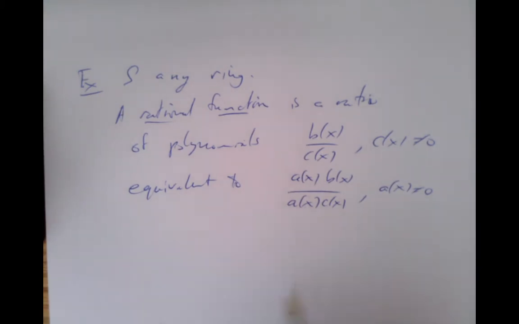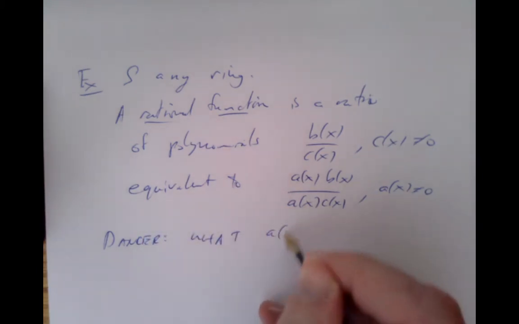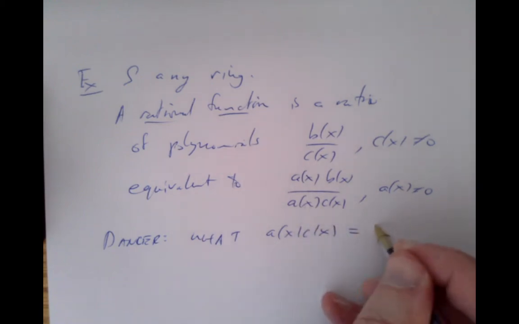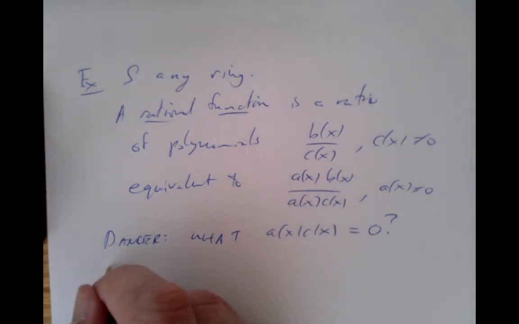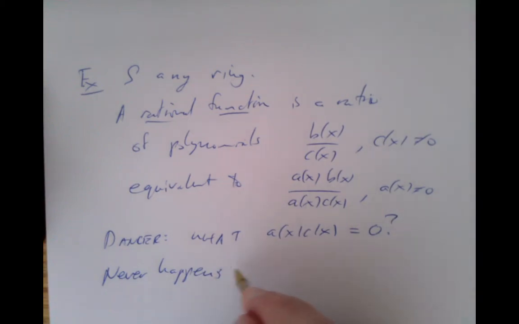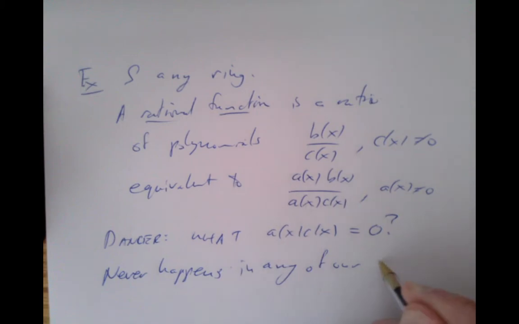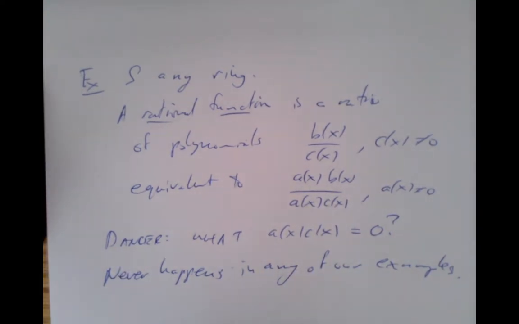There is a problem here, though. There's a danger that can arise. What if somehow A of X times C of X turns out to be zero, the zero polynomial? That we have to somehow avoid, and that's bad. So that's one danger, and maybe I should just say this will never happen in our examples. So we won't worry about how to avoid that danger. Let's just say it never happens in any of our examples, because we're always interested in situations where the polynomials have coefficients that make sure that the only way they could become zero in the product is to have one of those factors be zero. So that won't ever arise as a danger, but it is in principle a problem for certain rings. If you take a ring, you try to construct rational functions, you may run into trouble. Again, we'll never run into trouble, so we won't worry about this problem at all.